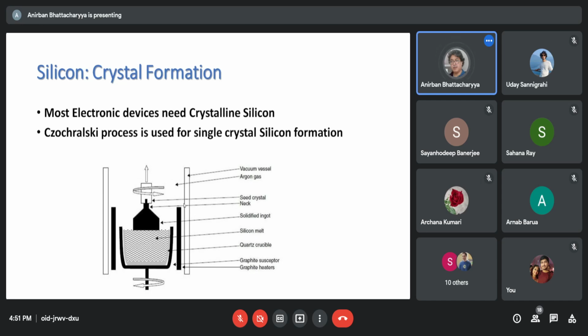Now, how is it done? So all of you can take a look at the picture, right? Can you see the picture, all of you? So take a look at it. The first thing to notice is something called a quartz crucible. Can you see? It's like a bucket.